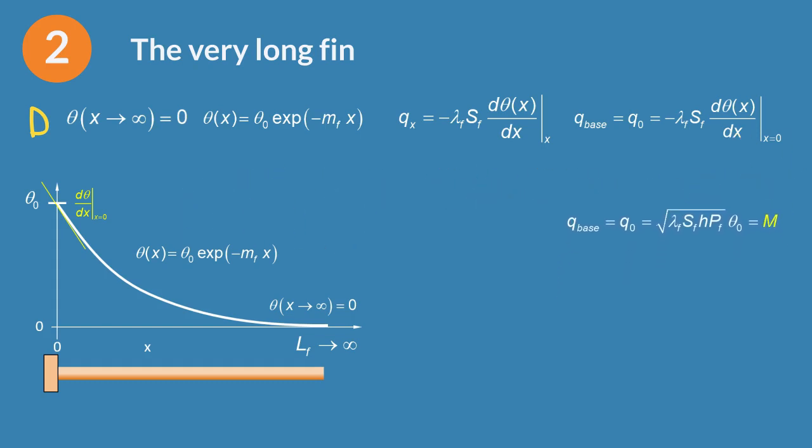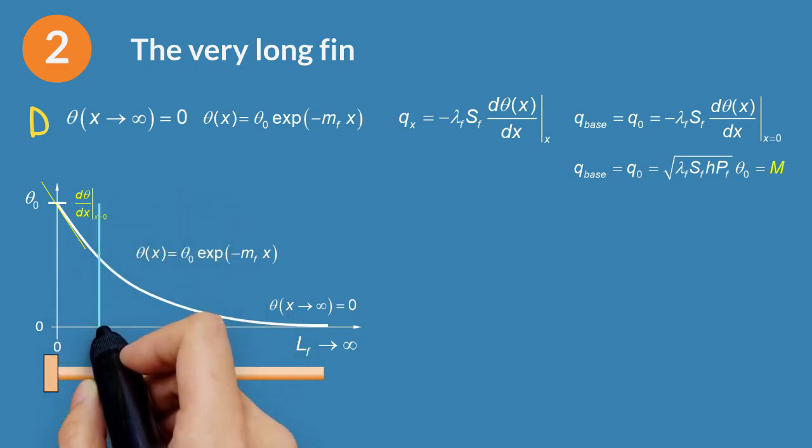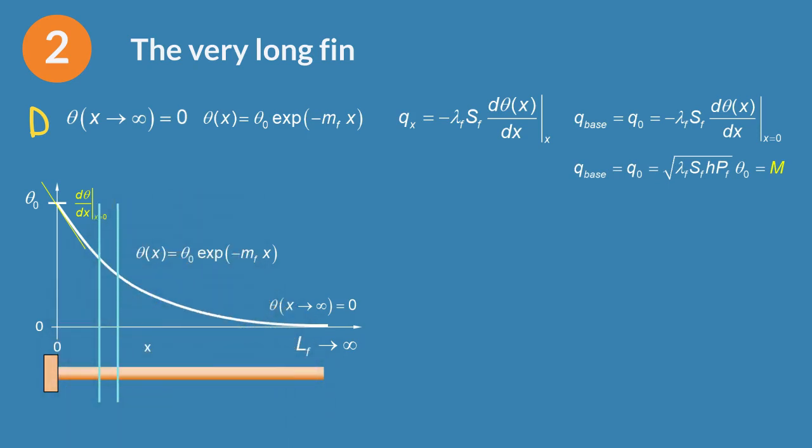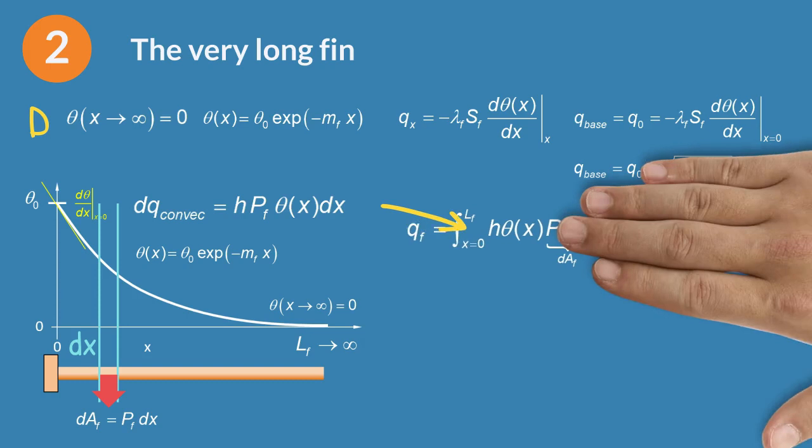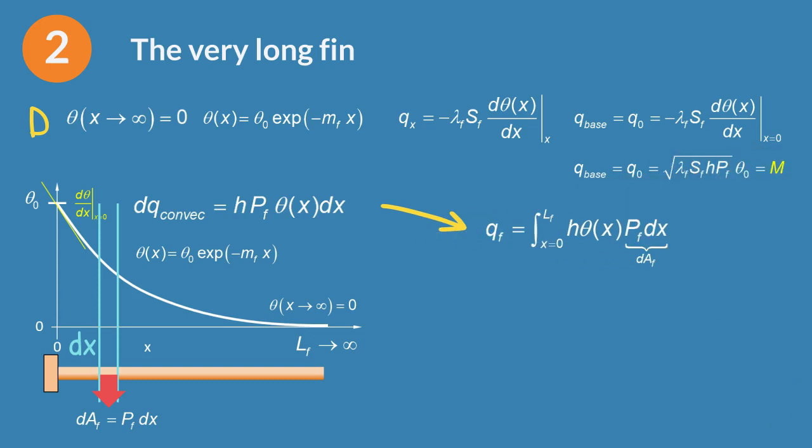Let's now calculate the heat transfer rate using Newton's law. We need to define a differential control volume of length dx. The area of contact with the fluid is the perimeter times differential of x. Applying Newton's law, the heat transfer rate is equal to the product of h, p, theta, and differential of x. The fin heat transfer rate is the integration of dq from x equal to 0 to x equal to L_f.